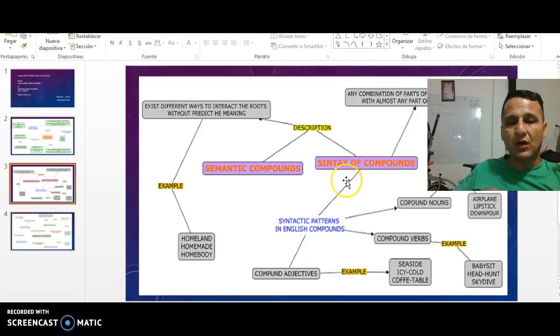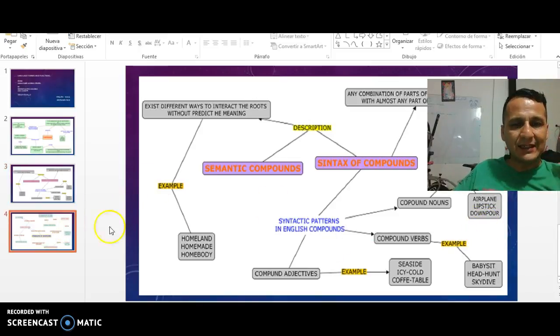Well, the syntax of compounds: any combination of parts of speech seems possible, with almost any parts of speech resulting. And another part is the syntactic patterns in English compounds. I have three patterns. The first pattern is compound adjectives, for example, sea sight, icy cold, coffee table. The second pattern is compound verbs, for example, babysit, headhunt, and skydive. And the third is compound nouns, for example, airplane, lipstick, or downpour.